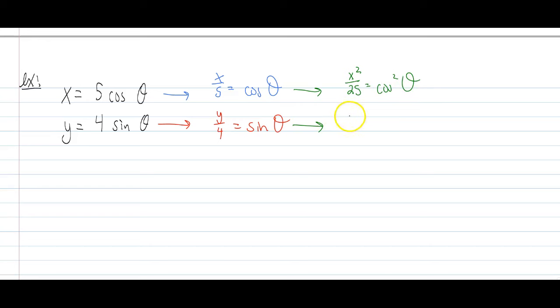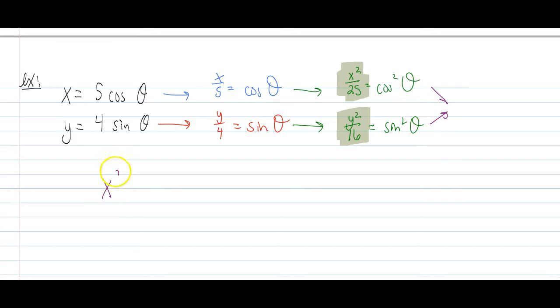And for the red one, the one in terms of y, we'll square both sides also. So y squared over 16 equals sine squared. And then bringing those together, since this is equal to cosine squared and this is equal to sine squared, then gray plus gray is equal to cosine squared plus sine squared. And again, cosine squared plus sine squared equals 1.